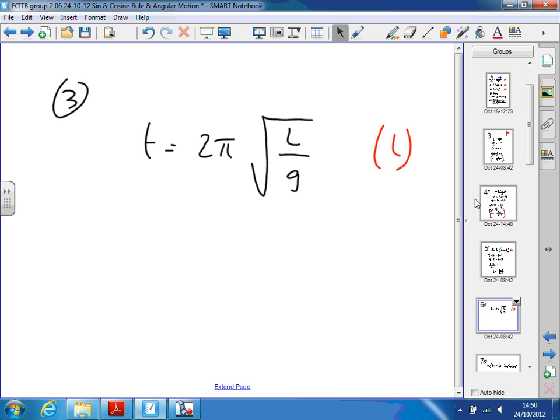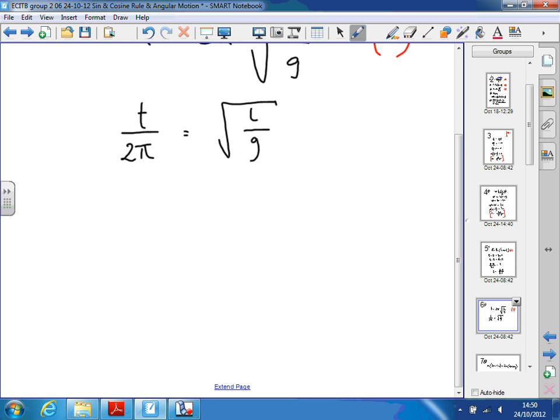Right, divide by the whole thing, divide by 2 pi. Divide both sides by 2 pi. Root L over G. Now that right-hand side is all square rooted, so how am I going to get rid of that? Square it, so I must square the other side. So I'll rewrite the other side and just square it. Put a bracket round it and square it. Equals L over G.